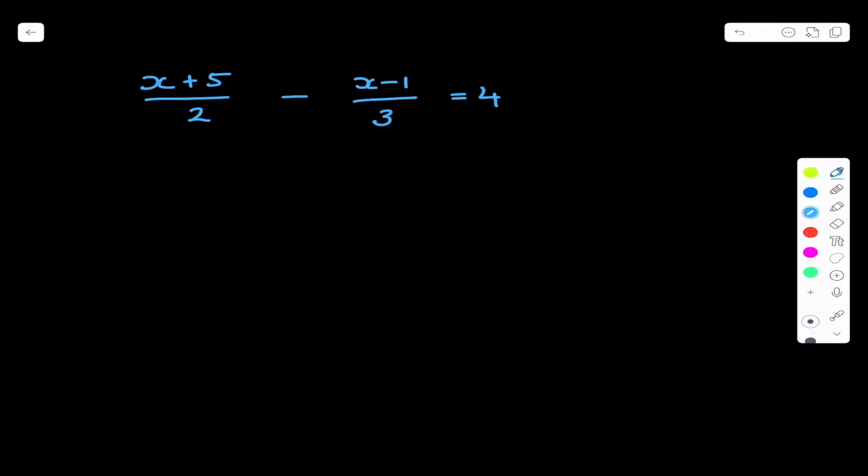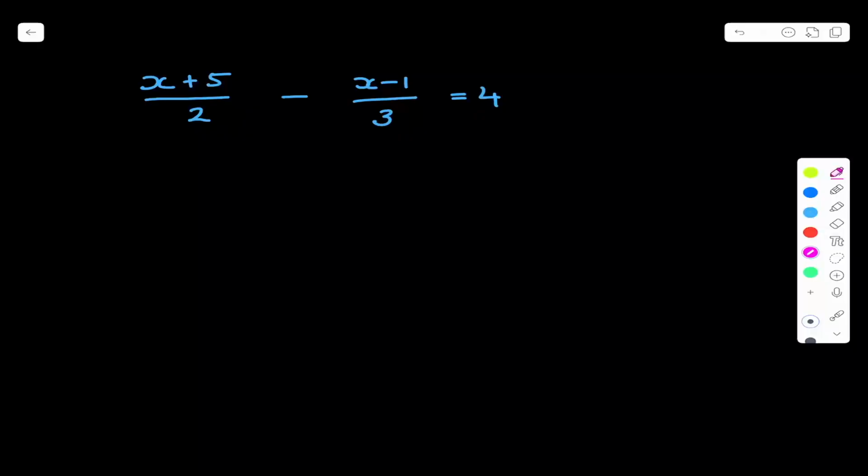Okay, I've got a challenging question for you. Do you reckon you can solve this? This one is a bit tricky, but super fun. So we've got (x + 5)/2 subtract (x - 1)/3, and that equals 4. Do you want to have a bit of a go at solving this? Type in your answers in the comment section, and we'll go through it.